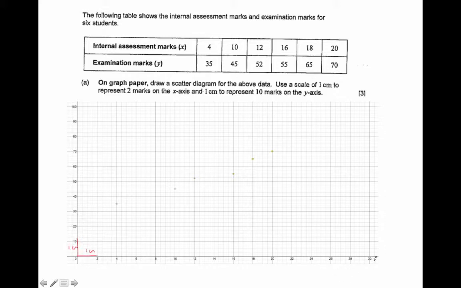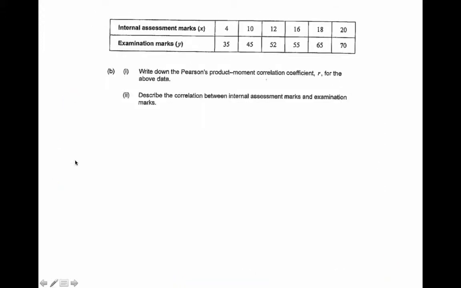And the other mark came for labelling the axes. So this axis Y, this one X, and saying what they represented. So the x-axis would be internal assessment marks, etc. And this axis would be the examination marks. So 3 marks you definitely all should have got, and more than half of you didn't. So fix it, please. For part B, again, easy marks if you know how to use your calculator properly.